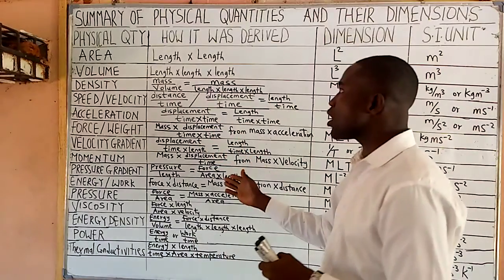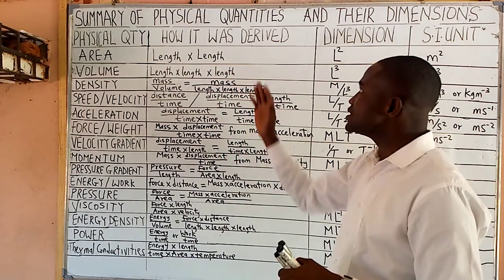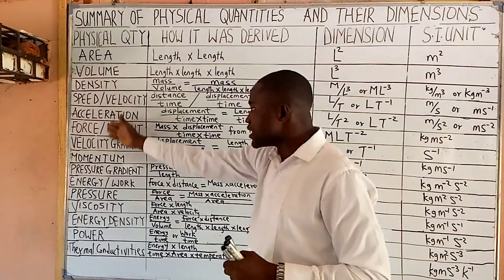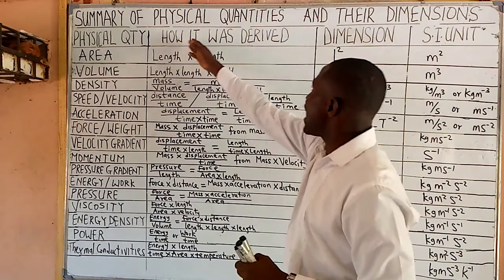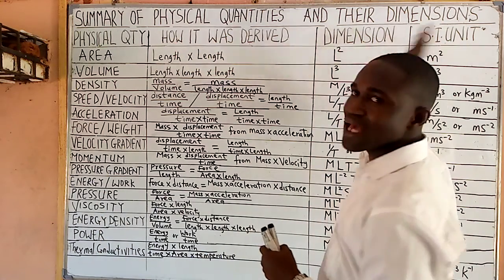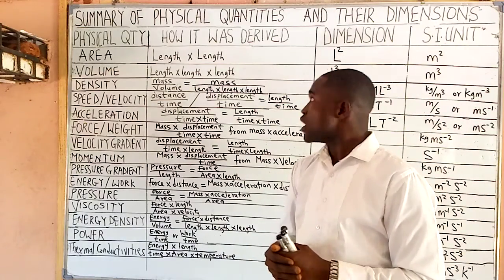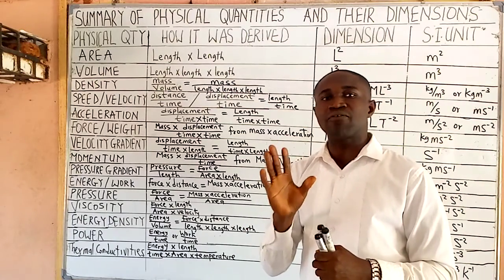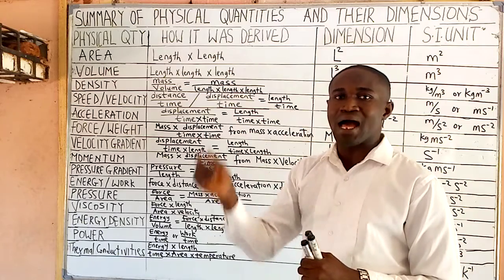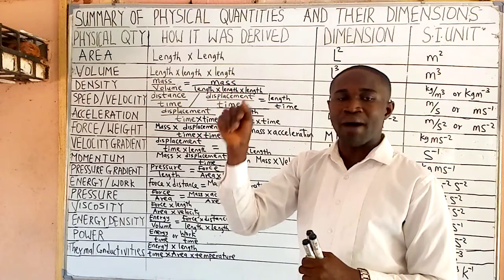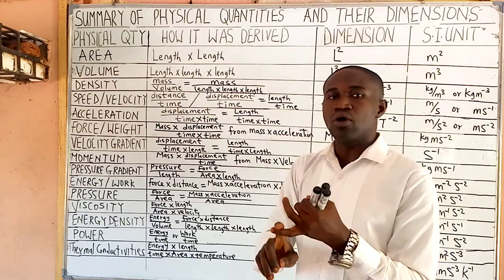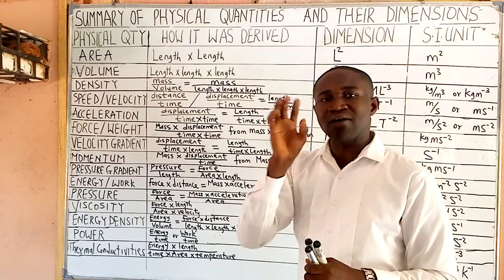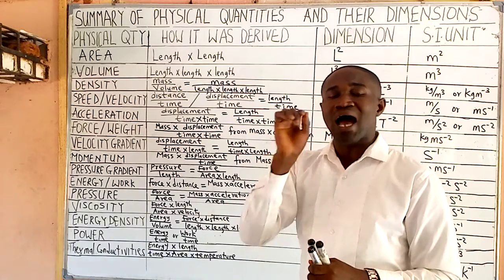As you can see on the board, we have up to 15 derived physical quantities and their dimensions. Here are the derived physical quantities, how each was derived, its dimension and SI unit. In the video before this, we also said that we have 7 fundamental physical quantities, and they are length, time, mass, amount of substance, temperature, luminous intensity, and so on. All these fundamental physical quantities have their dimension.